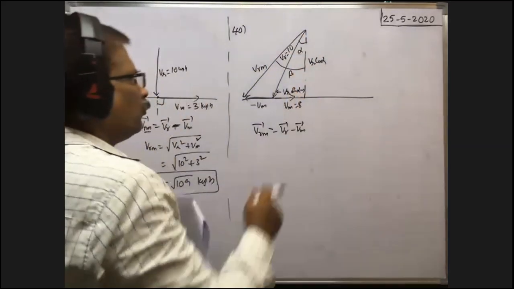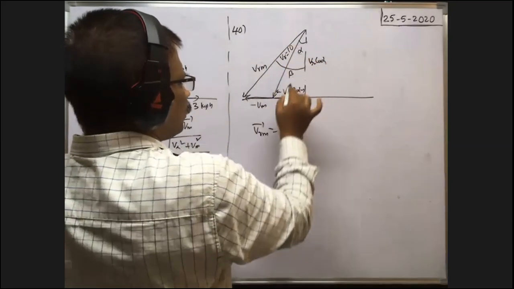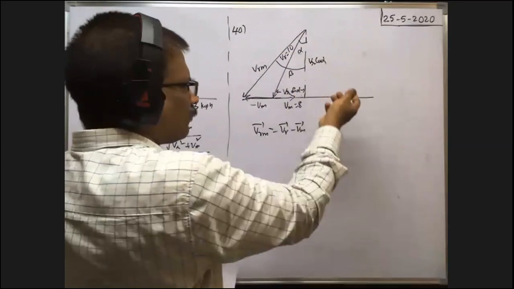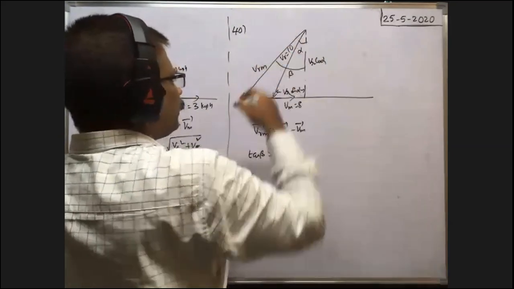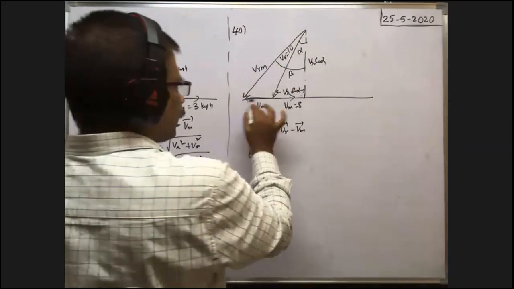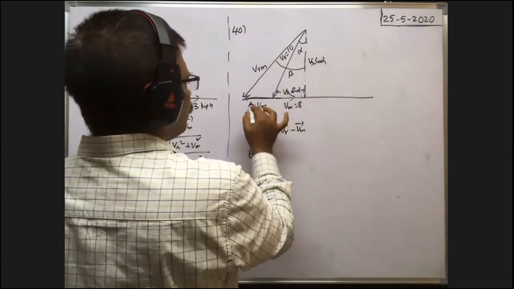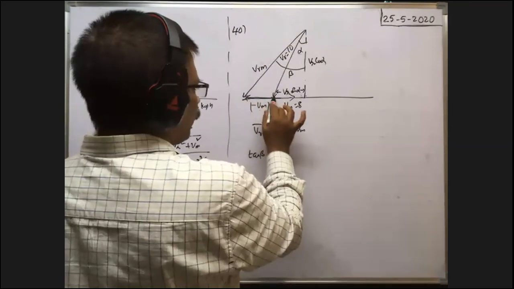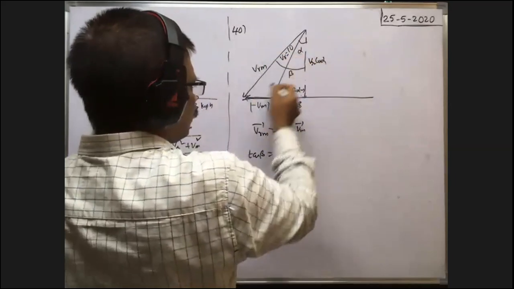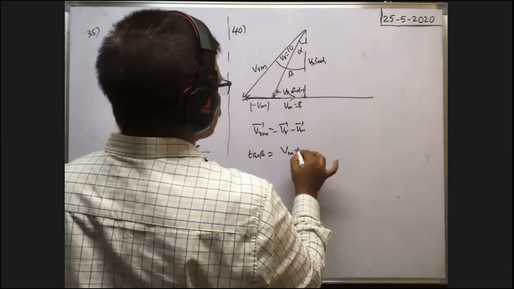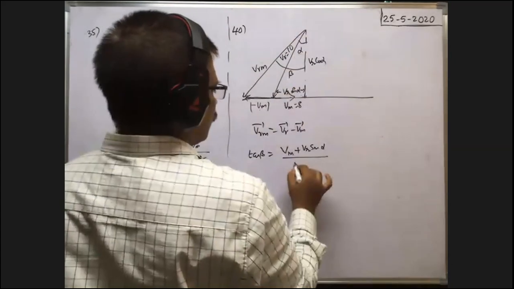Okay, now we need beta value, beta relation. Tan alpha is equal to VR sine alpha by VR cos alpha, means again you will get tan alpha only. There is no use. So if you take tan beta from this right angle triangle, then tan beta is equal to opposite side. Opposite side means this total magnitude, which is Vm plus VR sine alpha. Tan beta is equal to opposite side, Vm plus VR sine alpha, by adjacent, VR cos alpha.